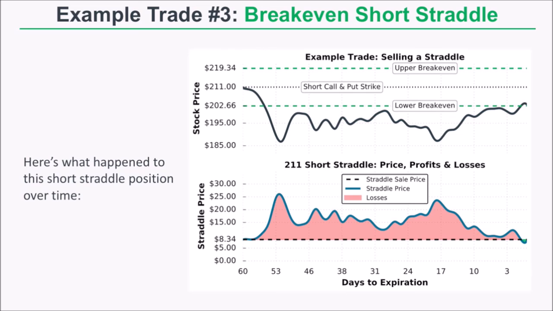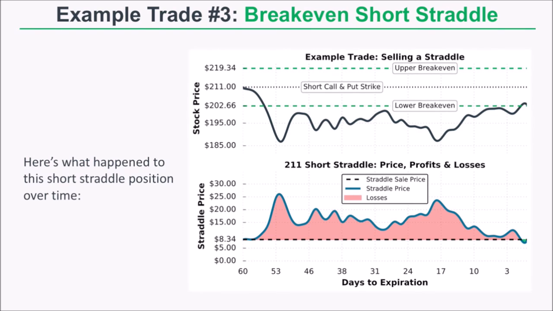However, the stock price did rally back and was right around our lower break-even price of 202.66 at expiration, in which case the straddle broke even. So as we can see at the end of that bottom graph there, the profit and loss of the short straddle was actually slightly positive, but essentially a break-even trade.